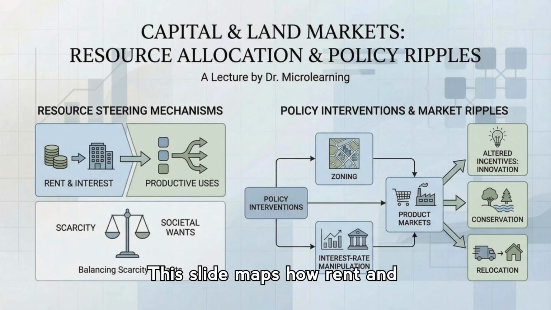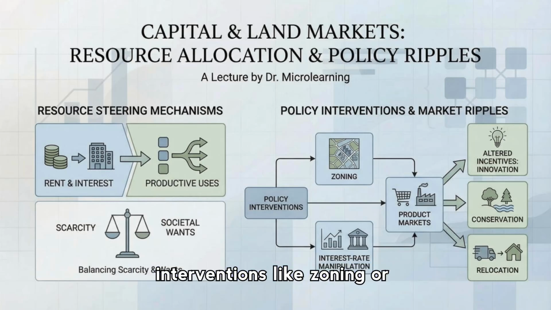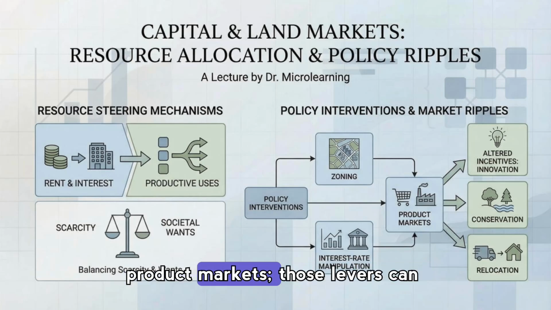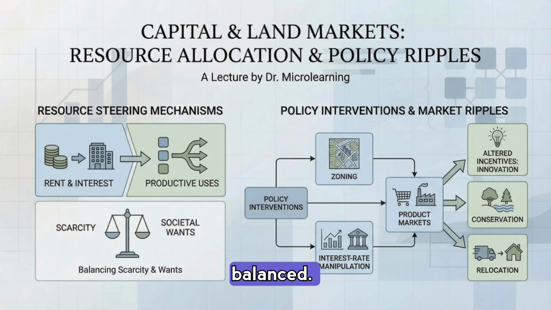This slide maps how rent and interest steer resources toward productive uses, and how policy interventions like zoning or interest rate changes ripple through product markets. Those levers can alter incentives, prompting innovation, conservation, or relocation depending on how scarcity and societal wants are balanced.